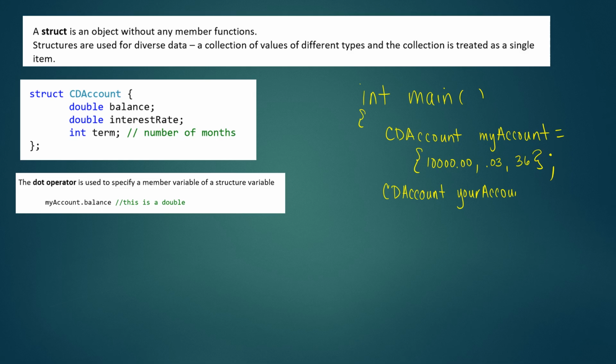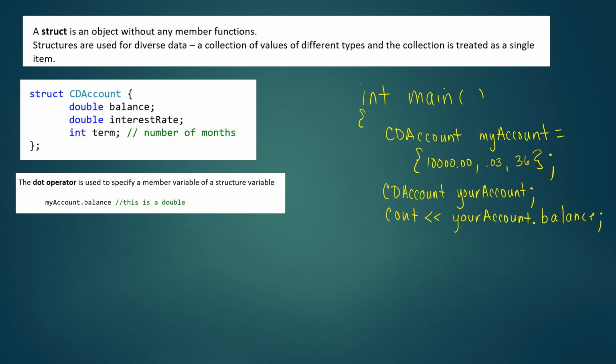Or I could just declare a CD account and not initialize it. But here's what would happen. Now my account is filled with two doubles and an integer, so it should work very well, but your account doesn't have any data in it. So if I tried to print it onto the screen, for example, I tried to use the dot operator to access your account balance, your account has no balance. So this would be a problem.